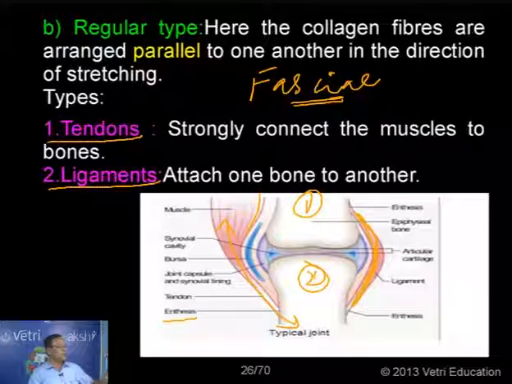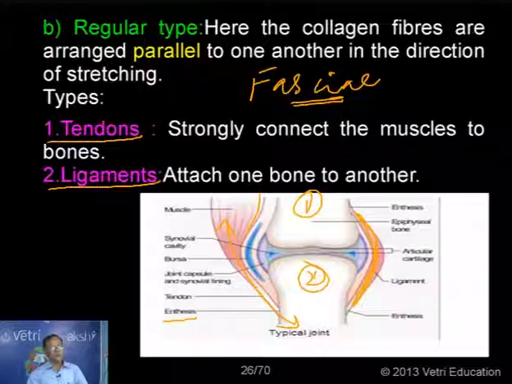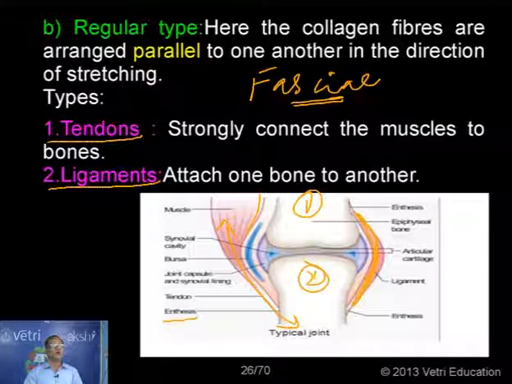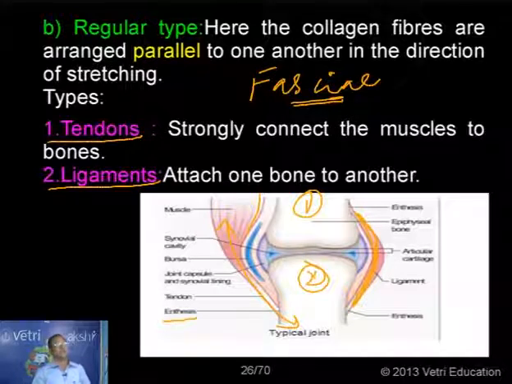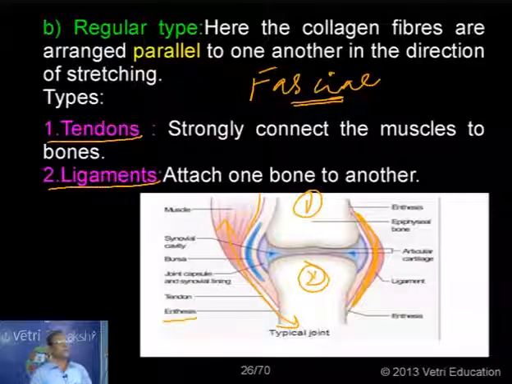So tendons and ligaments are in our syllabus. Tendons are structures of dense fibrous connective tissue connecting a muscle to a bone. The strongest tendon in our body is the one which connects the calf muscle to the heel, the Achilles tendon in the foot region. Ligaments attach one bone to another. With this I conclude the connective tissue proper and its different types, and we will pass on to the next topic in the next class.